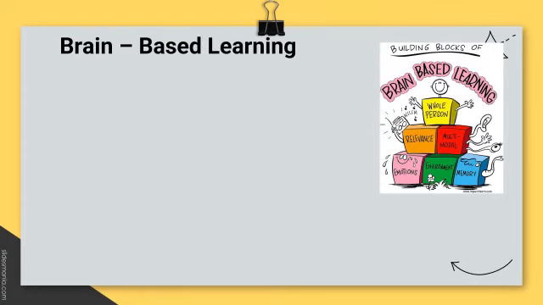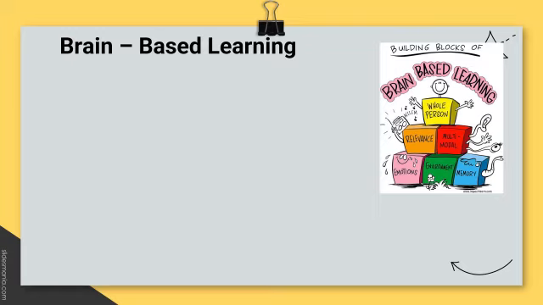There are 12 governing principles in the brain-based learning theory. So, number one, the brain is a parallel processor. Number two, learning engages the entire physiology. Number three, the search for meaning is innate. Number four, the search for meaning occurs through patterning. Number five, emotions are critical to patterning.